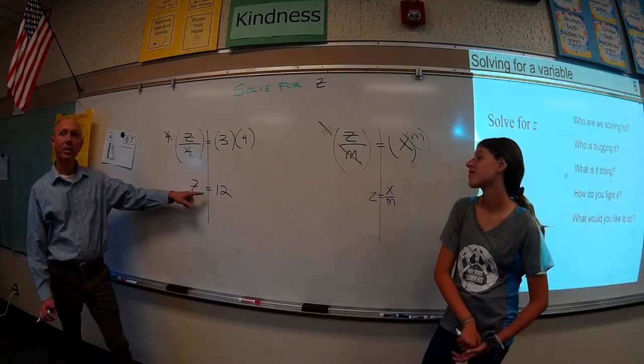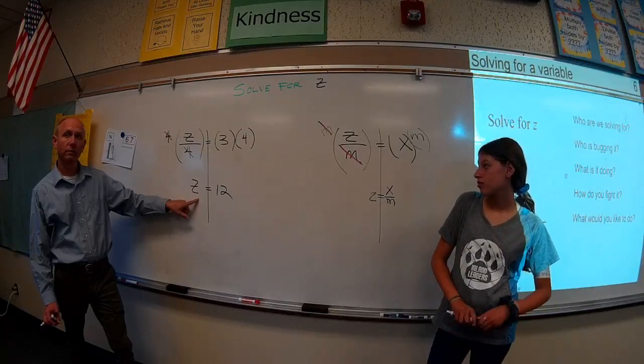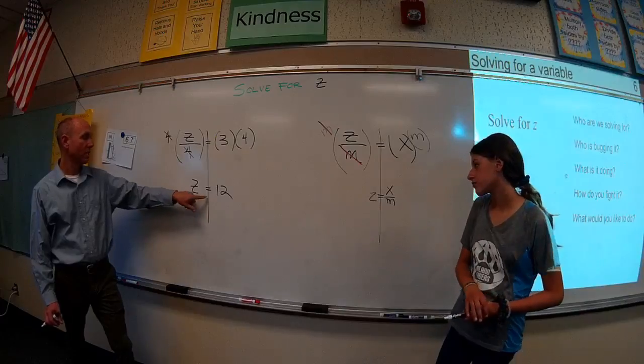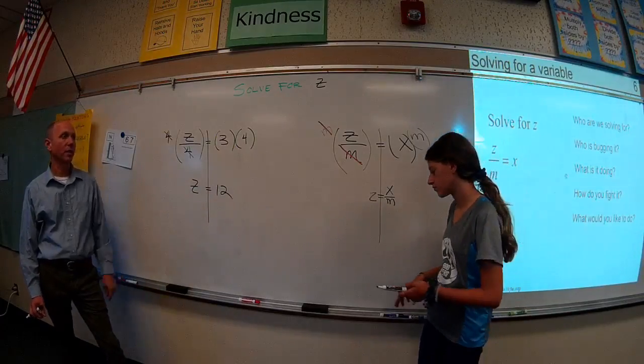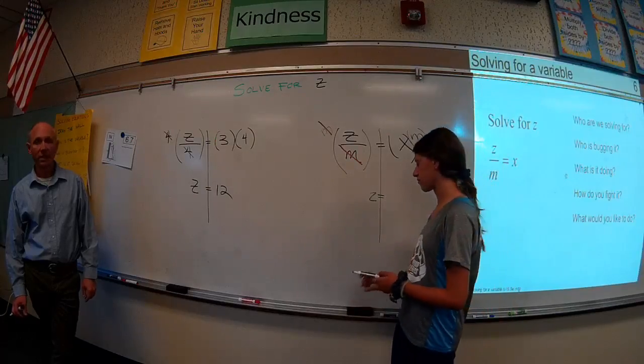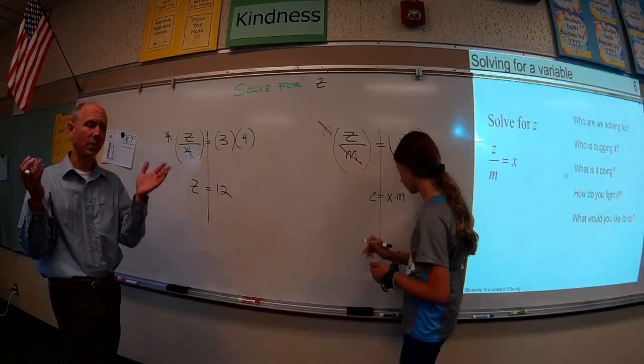Notice, right here, did mine suddenly become z equals 3 over 4? Mine became 3 times 4, correct? Z equals 3 times 4. So what do you want to say over on yours? So z equals x times m. X times m, and we just leave it like that, because they're not numbers, we can't multiply them together, they're variables.